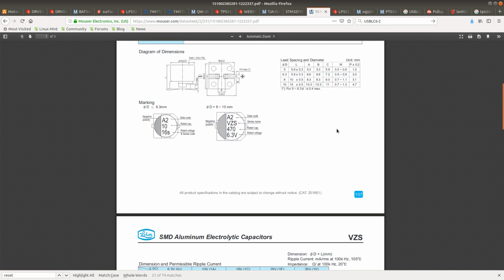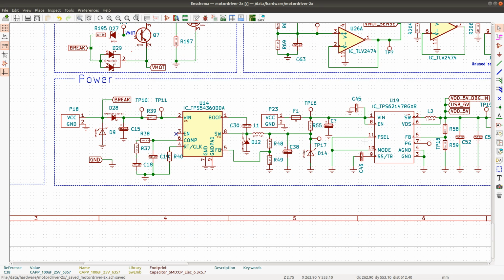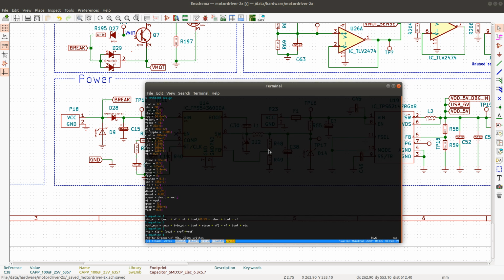So I think what I'll do is I'll actually keep this at 100 for now, and I'll run this script to make a calculation for the minimum capacitance that has to be on the output. And the minimum capacitance is going to be determined by the minimum and maximum. So this is maximum, and this is minimum output current.